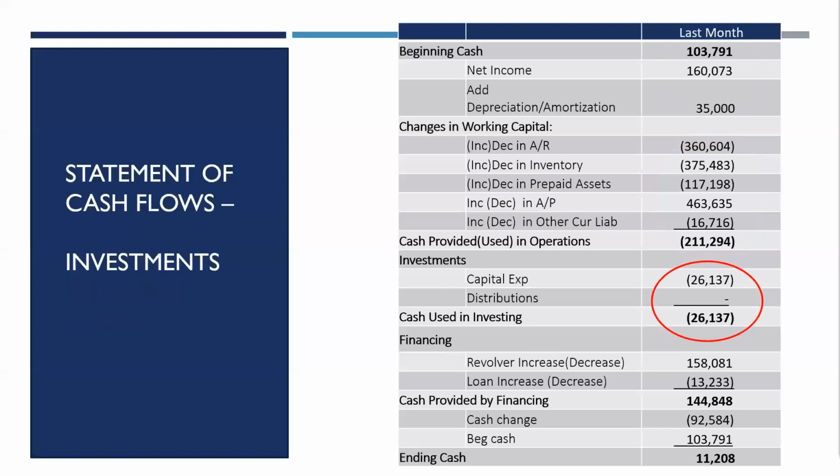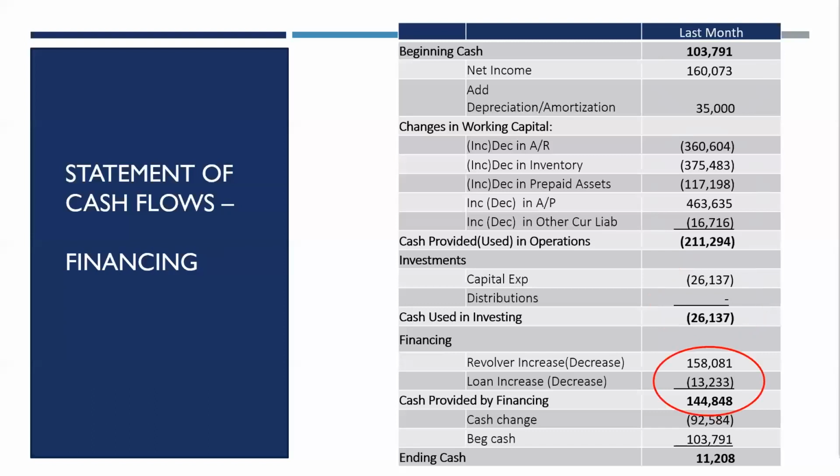Now we move on to investments. Well, really, this isn't an investment like investing in the stock market, but it is cash invested in the business. In this particular case, it was $26,137 that was used to pay for capital equipment that had been purchased previously. Remember, we're looking at this on a cash basis, so this $26,000 is a payment that was made.